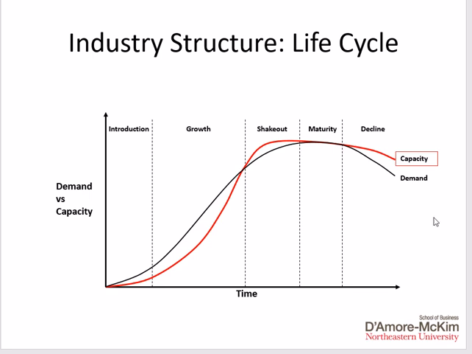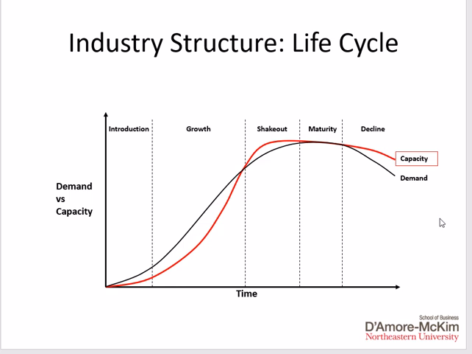On this graph, you'll notice that there are two key lines here. The red line represents industry capacity, which is basically a combination of the number of players in the industry and their capacity in terms of how much product and services they can produce. The black line represents consumer demand, whether it's B2C or B2B.